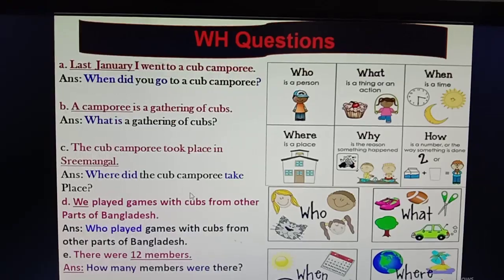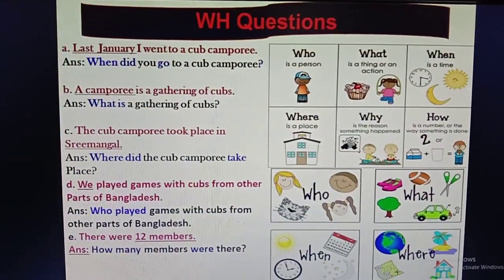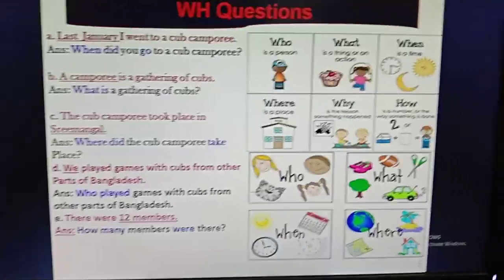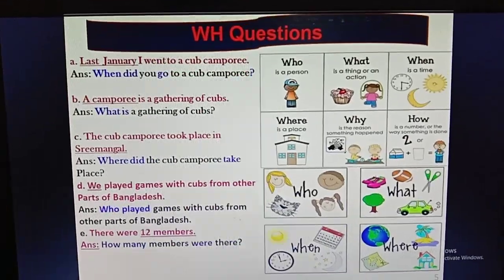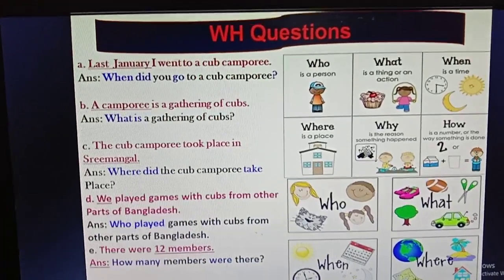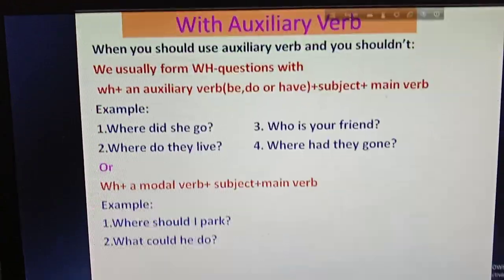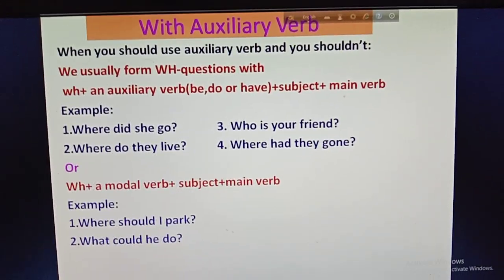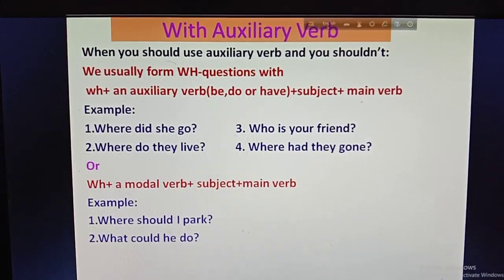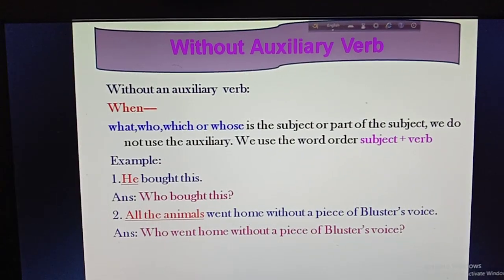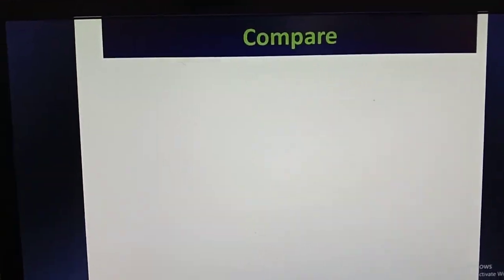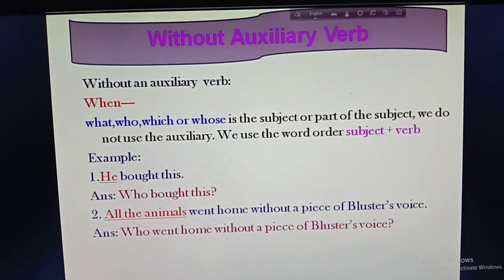Boys, please write down all of the things in your CW copy, because if you don't write, you may forget everything. So this is your duty to show me that you have written everything in your CW copy. Okay, so boys, get ready for another class, and I am going to meet you again.